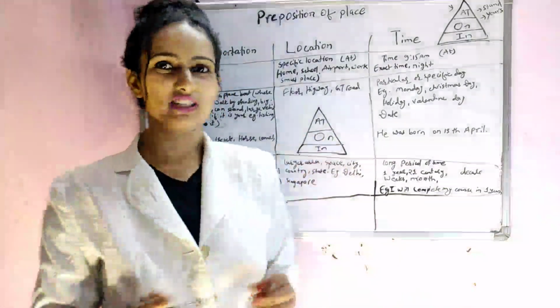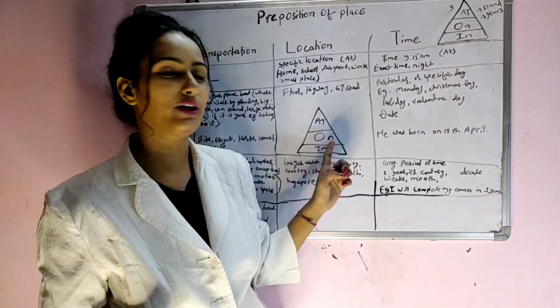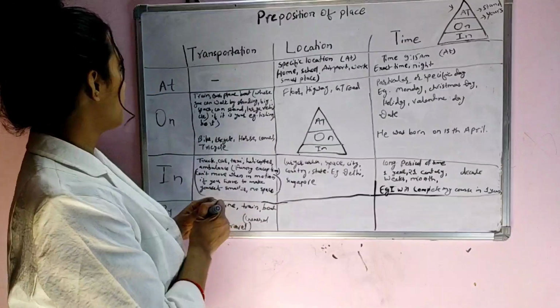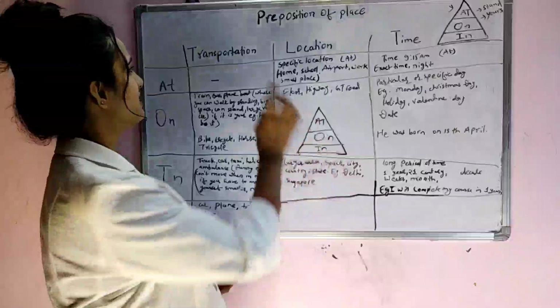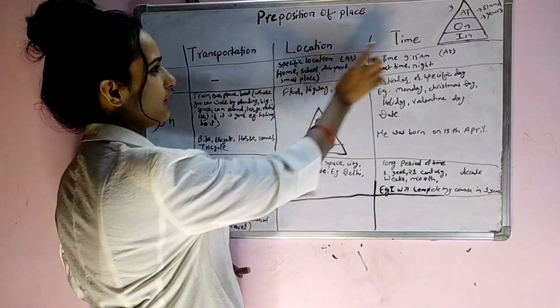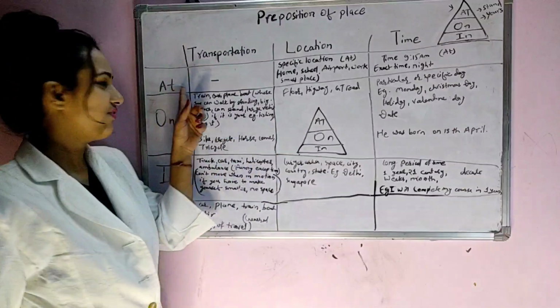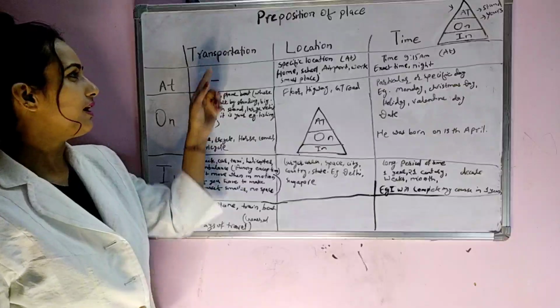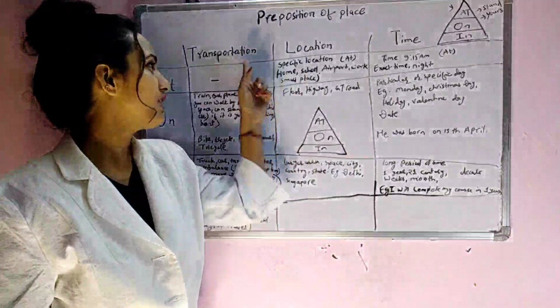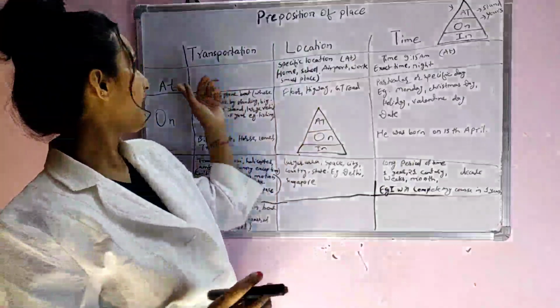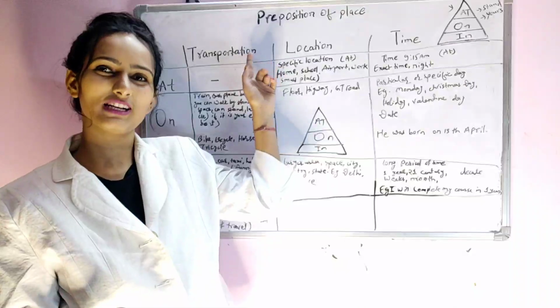Now I will make you understand through this triangle where to use on and where to use in. Now let's talk about transportation, location and time. Let's come to at first. This is at, and if you are talking about transportation, then forget this at, because there is no use of at while talking about transportation.